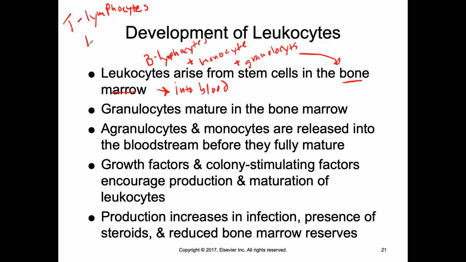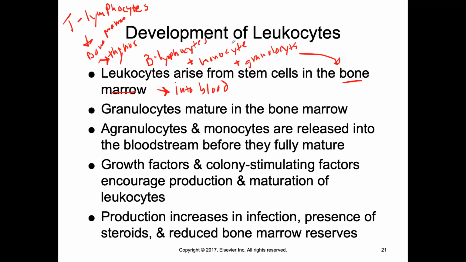So they start in the bone marrow, in the red marrow, and then they move to the thymus and are then released. So that's why they're called T lymphocytes. They mature in the thymus. The B lymphocytes mature in the bone marrow. B for bone marrow, T for thymus.